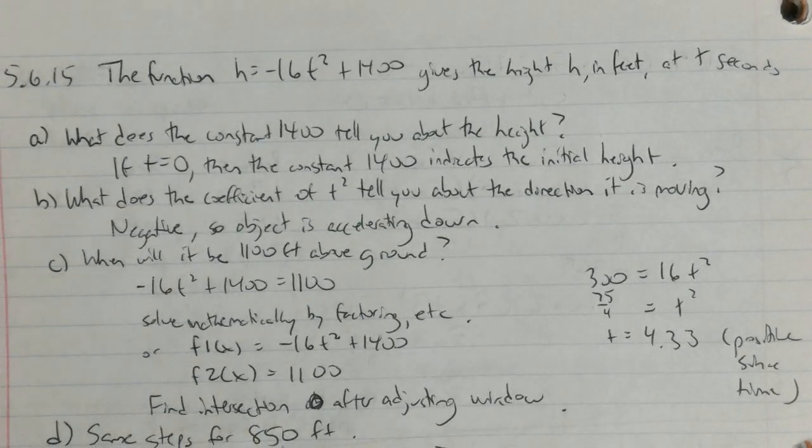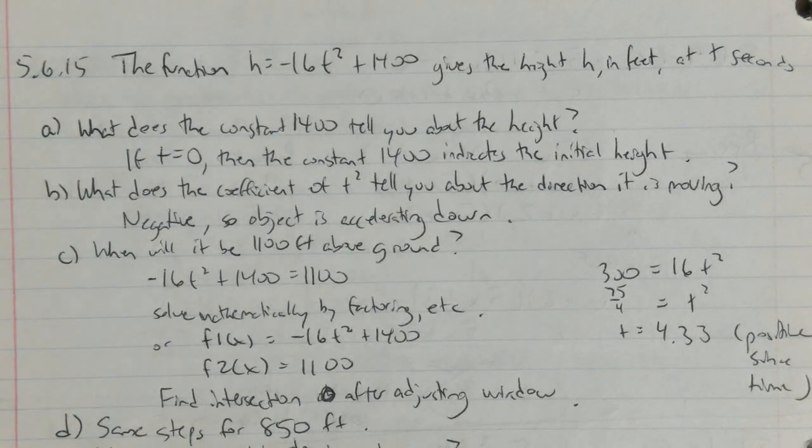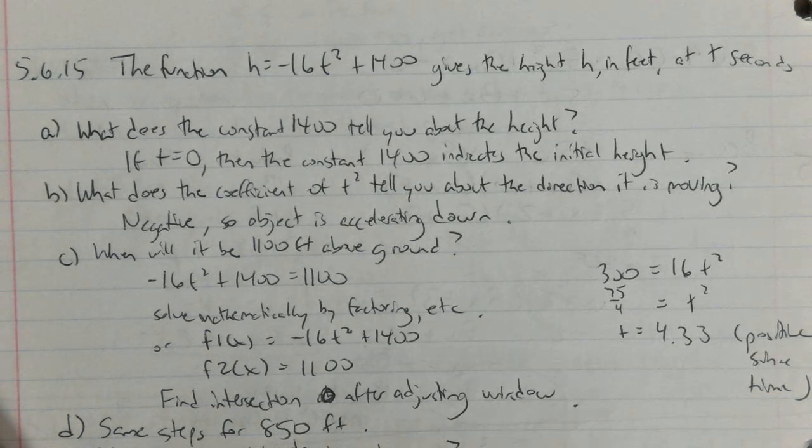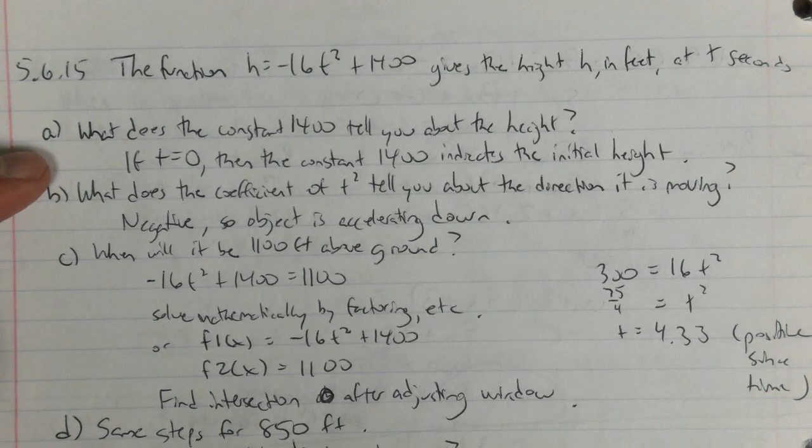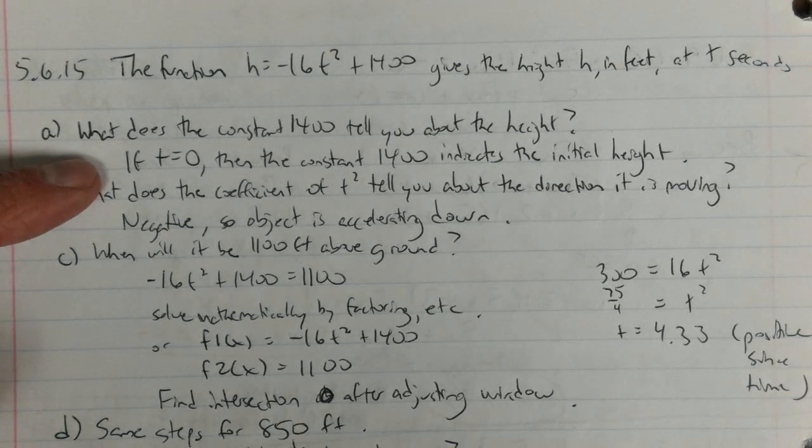Now this one is a little bit longer one because it's a word problem. It says the function h equal -16 t squared plus 1400 gives the height h in feet at t seconds. And then there's 5 different parts. So for part A, it says, what does the constant 1400 tell you about the height?